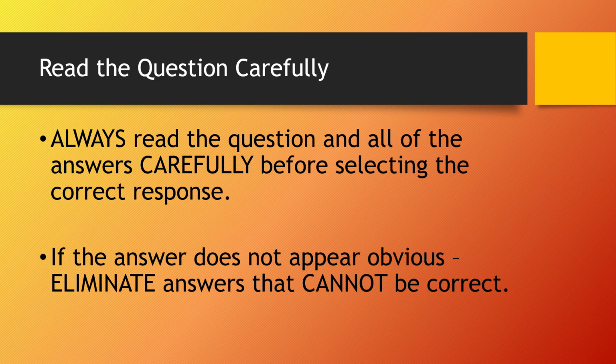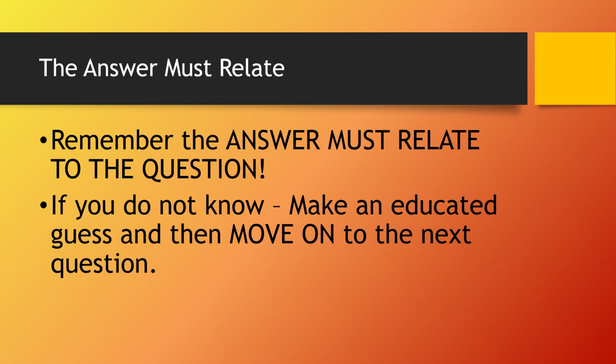If the answer does not still appear obvious, eliminate the answers that cannot be correct. But you have to read the question in its entirety first in order to do that. Remember, the answer must relate to the question. If it does not relate to the question, then the answer is incorrect. If you do not know the answer, make an educated guess and then move on.